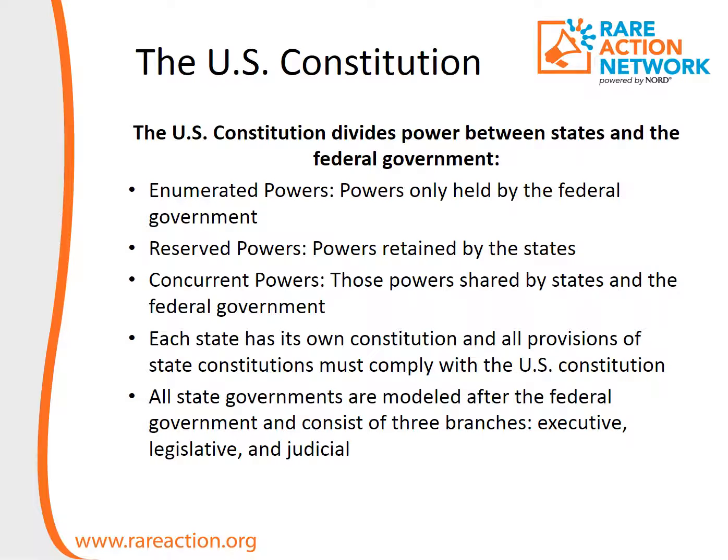In addition, each state has its own constitution, but these are typically modeled after the U.S. Constitution. However, all state constitutions must also comply with the federal U.S. Constitution. In addition, all state governments are typically modeled after the federal government and consist of the same three branches: an executive, such as the governor or the president, the legislative, and judicial.